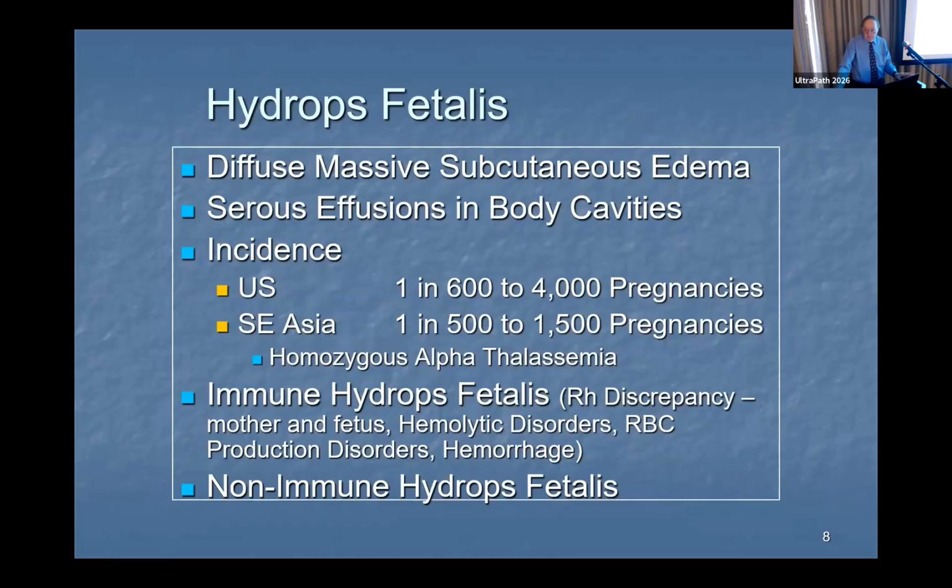So with it, of course, we've seen this here with diffuse massive subcutaneous edema, the serous fluids in the body cavity, and the incidence in the U.S. is 1 in 600 to 1 in 4,000 pregnancies. Southeast Asia is a little bit higher due to homozygous alpha thalassemia. Of course, we have a lot of people that are from Southeast Asia within the U.S., particularly in Houston, so it's always a consideration. And with immune hydrops fetalis, you're looking at RH discrepancy as probably one of the major factors associated with that. In this case, that was not the situation. So our situation is a non-immune hydrops fetalis.